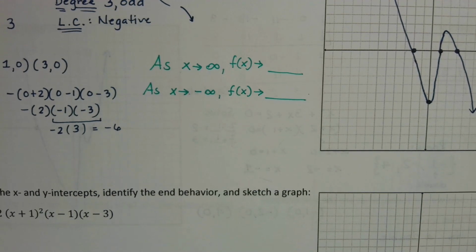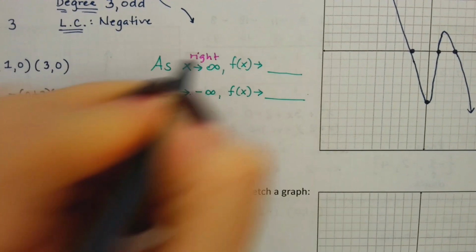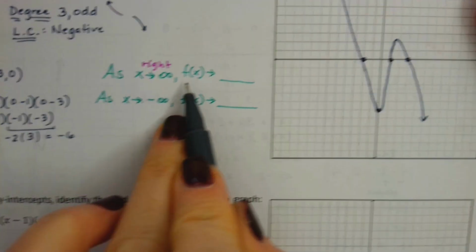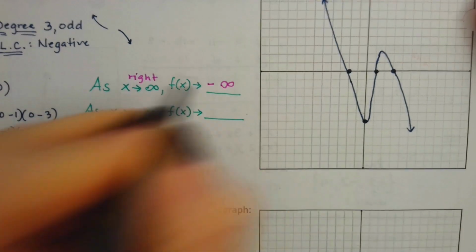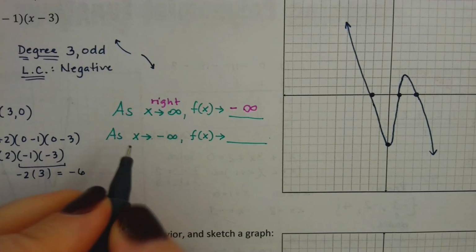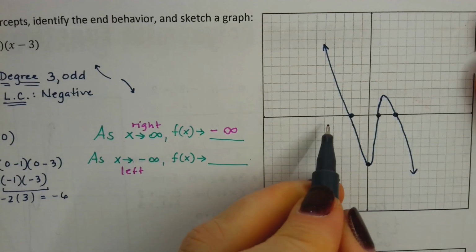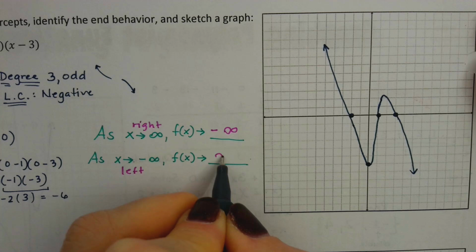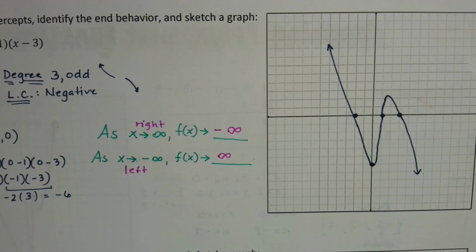So looking at the first part, as x goes to infinity, meaning as it goes to the right, where are the y's going? -infinity, because they're going down. And as your graph goes to -infinity, as in as it goes to the left, where are the y's going? Infinity, because it's pointing upwards, yep. Getting it? Okay.